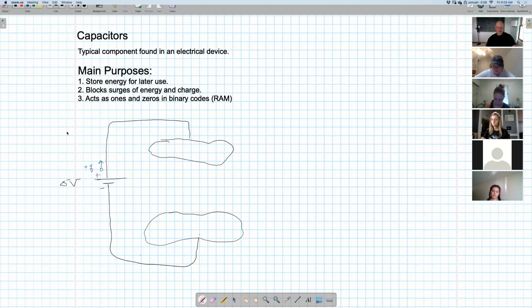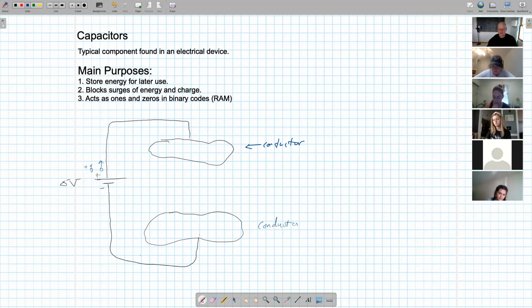So what actually is a capacitor? So basically what a capacitor is, it is two conductors. So basically I have one conductor here. So this is a conductor. This one is also a conductor. And basically what happens is I'm going to take these two conductors and separate them by a distance. Let's call that distance D.